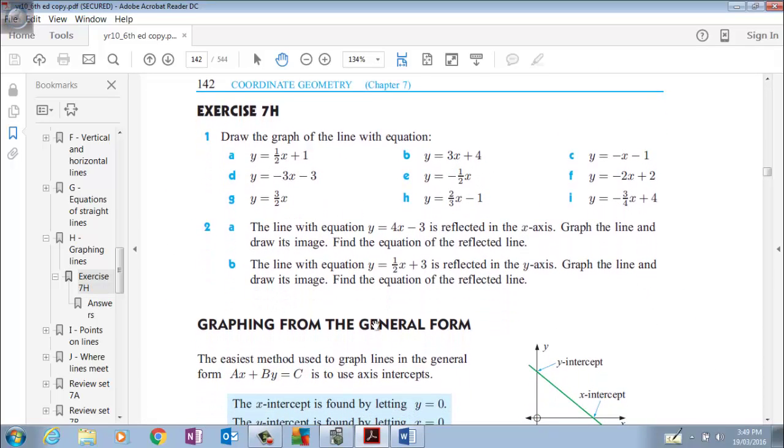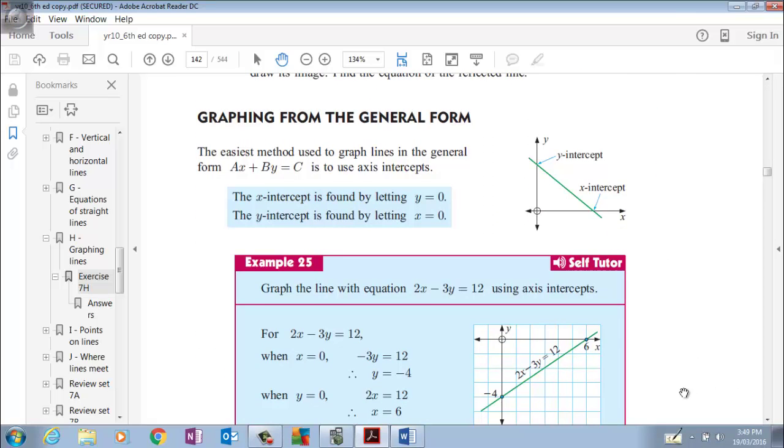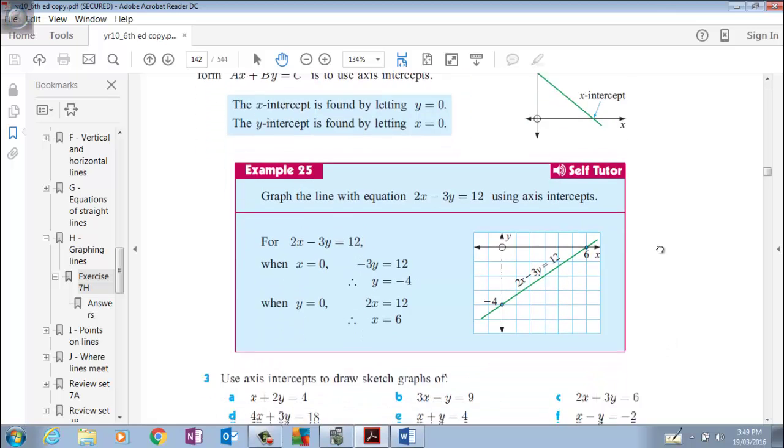Now graphing from the general form, we can't use that technique because we don't have the slope and y-intercept. So we have another method of graphing. You could actually find the x-intercept and the y-intercept and join them up. Now the x-intercept is when y is 0, because that's where it's cutting the x-axis. The y-intercept, we put x equals 0, that's where it's cutting the y-axis.